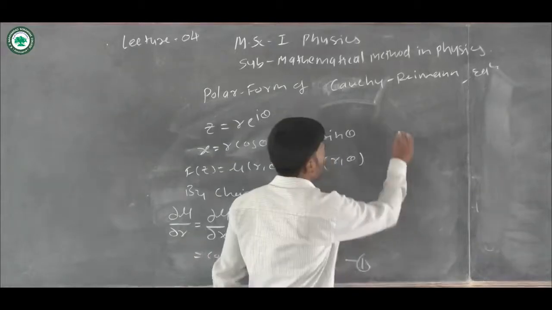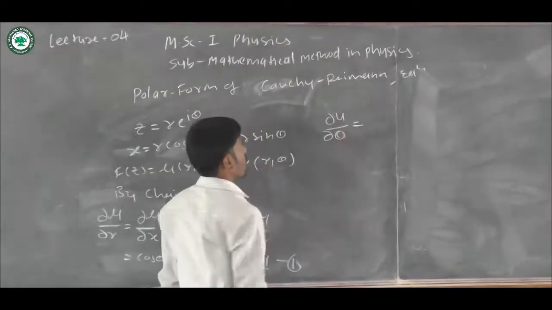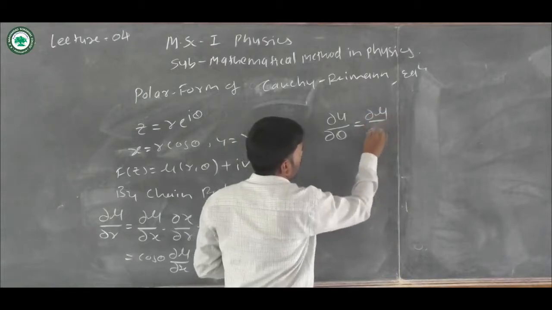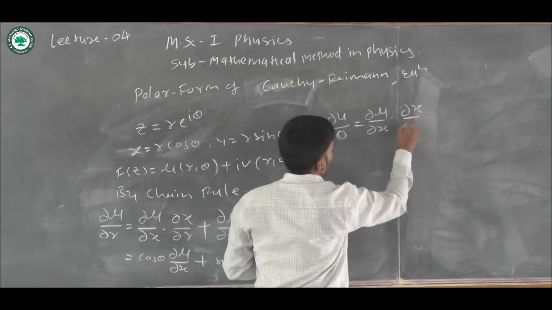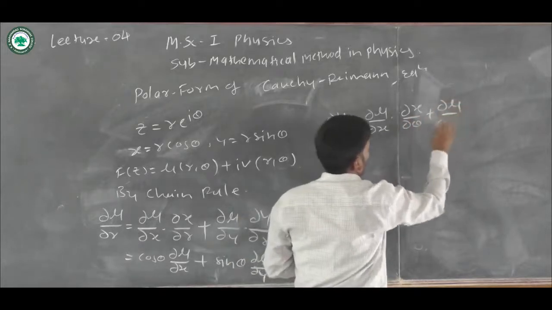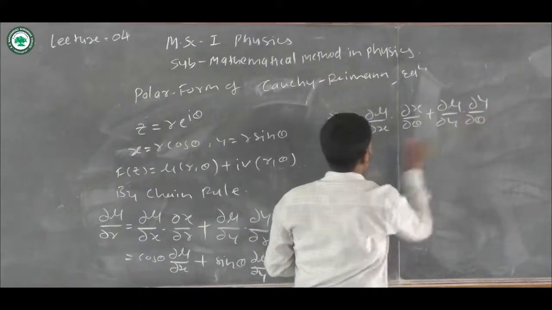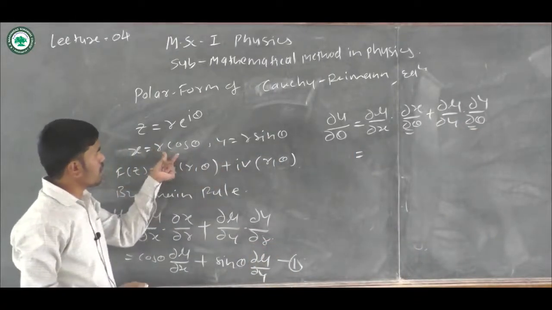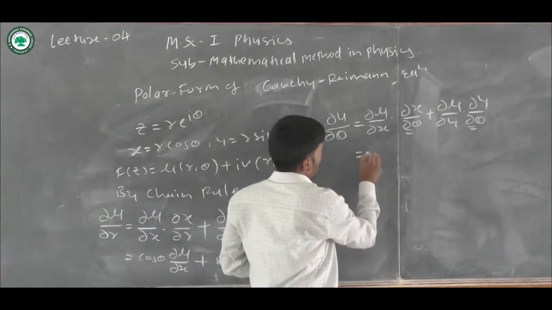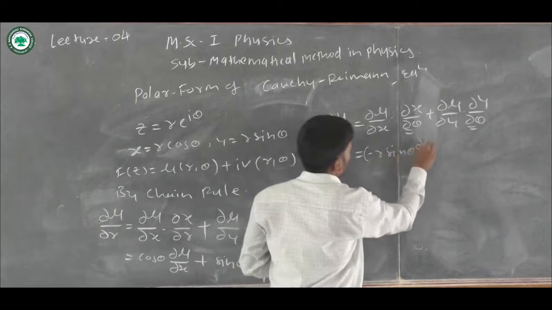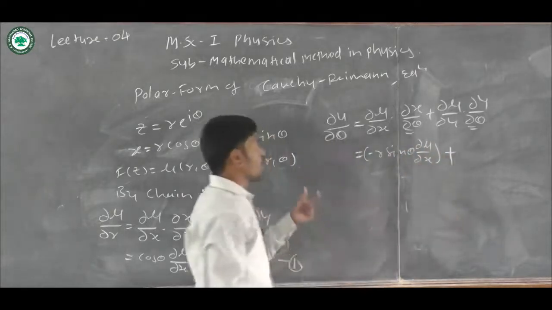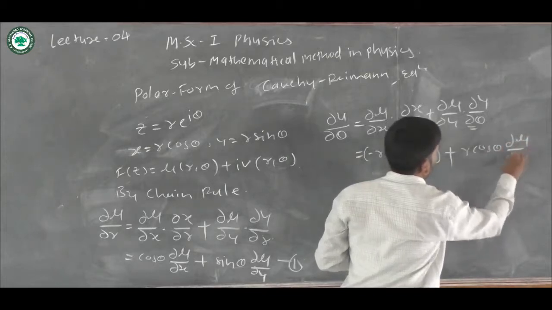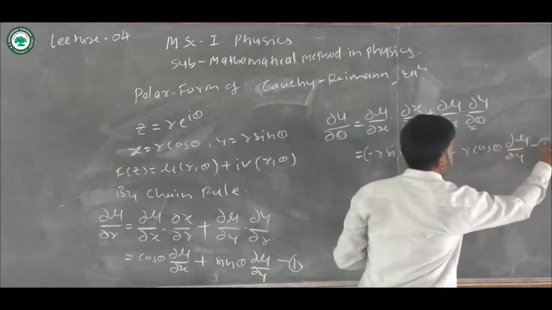And similarly for ∂u/∂θ: ∂u/∂θ = ∂u/∂x · ∂x/∂θ + ∂u/∂y · ∂y/∂θ. Differentiating x with respect to θ, we get −r sin θ ∂u/∂x, plus, differentiating y with respect to θ, r cos θ ∂u/∂y. Okay, this is equation number two.